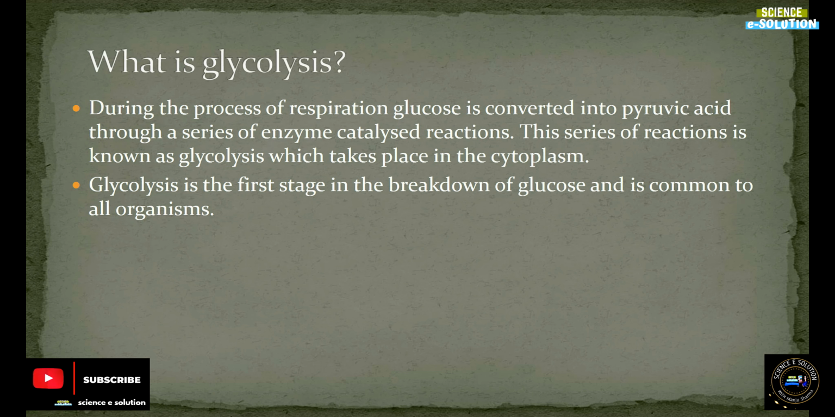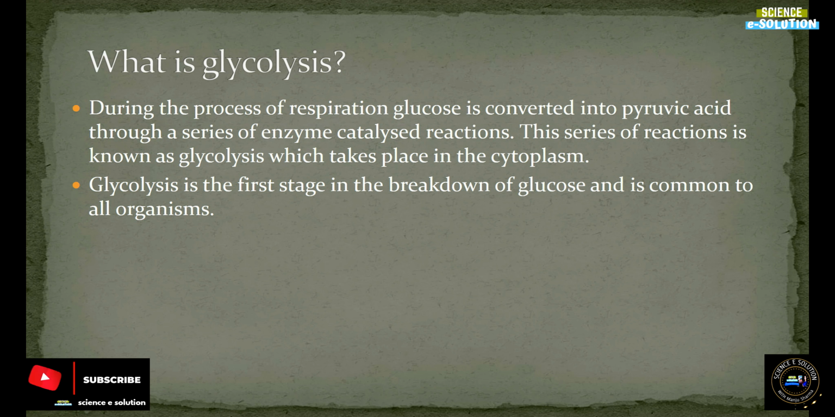Students, you can also take down notes wherever you think the points are important, or you can take screenshots as well. So, definition: what is glycolysis? During the process of respiration, glucose is converted into pyruvic acid through a series of enzyme-catalyzed reactions. Glycolysis is actually a series of reactions. There are 10 reactions in the series, and this series of reactions is known as glycolysis and takes place in the cytoplasm of the cell. Glycolysis is the first stage in the breakdown of glucose and is common to all organisms.